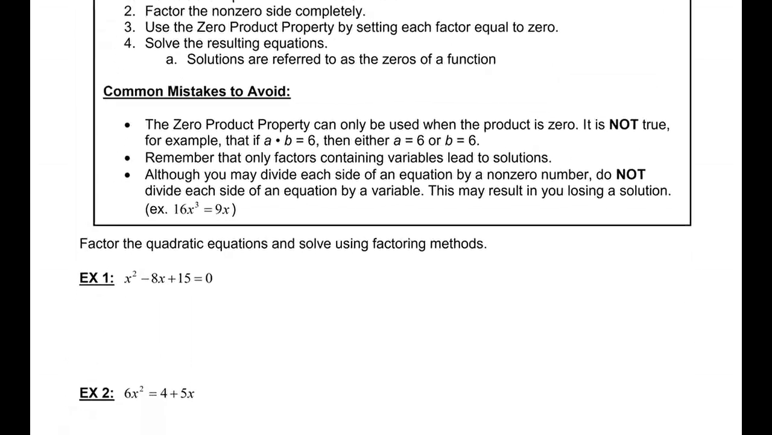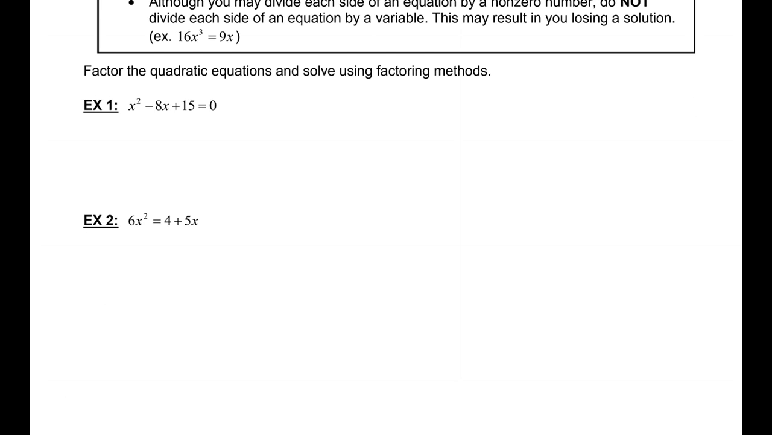So let's go down and look at the first couple of examples. We are going to factor the quadratic equation and solve using our factoring methods. The first thing I want to see is that the right side of the equation is equal to 0. Next, I'm going to factor the left side. A is equal to 1, so I want to know what multiplies to 15 and adds to negative 8. My factors of 15 are 1 and 5, or 1 and 15, and 3 and 5. So I'm going to be using a negative 3 and a negative 5.